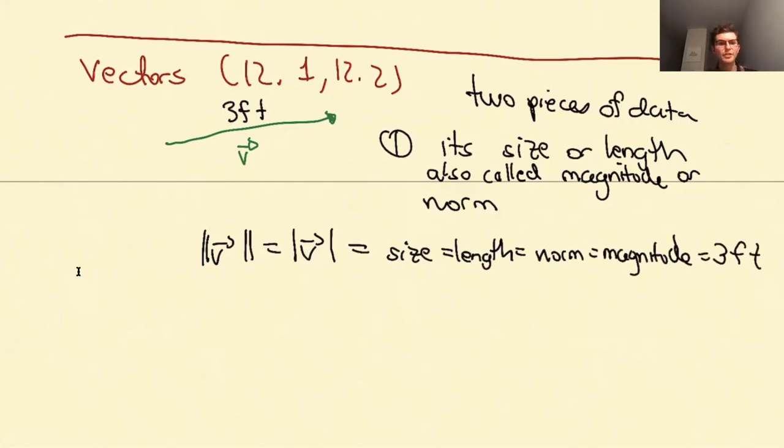So by this, I just mean this expression represents the size of a vector. This expression also represents the size of the vector. So this is telling you the size, which is also the same as the length, which is also the same as the norm, which is also the same as the magnitude, which in this case happened to be 3 feet. Okay, so all of these are sort of interchangeable names or expressions for the same thing. Is that making sense?